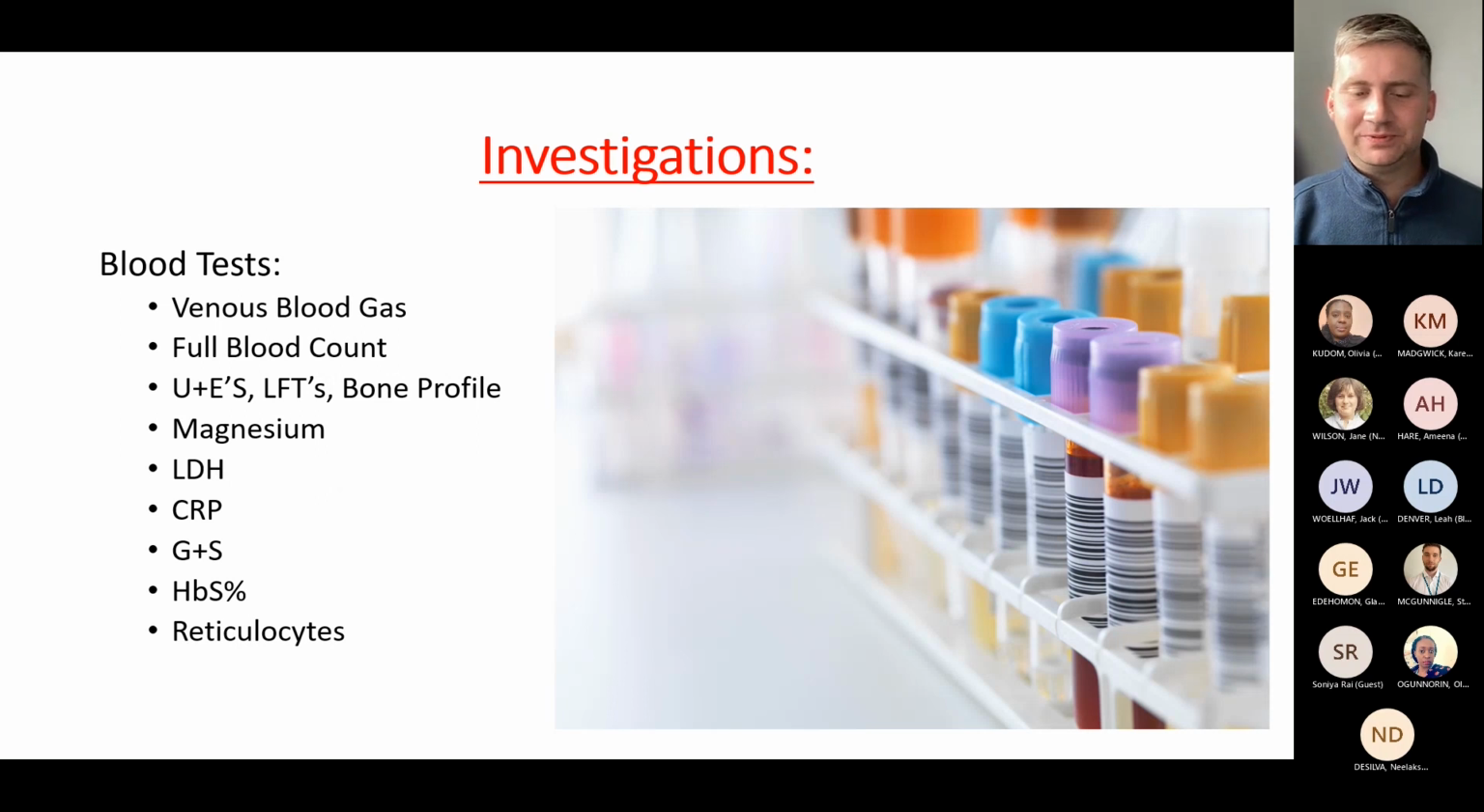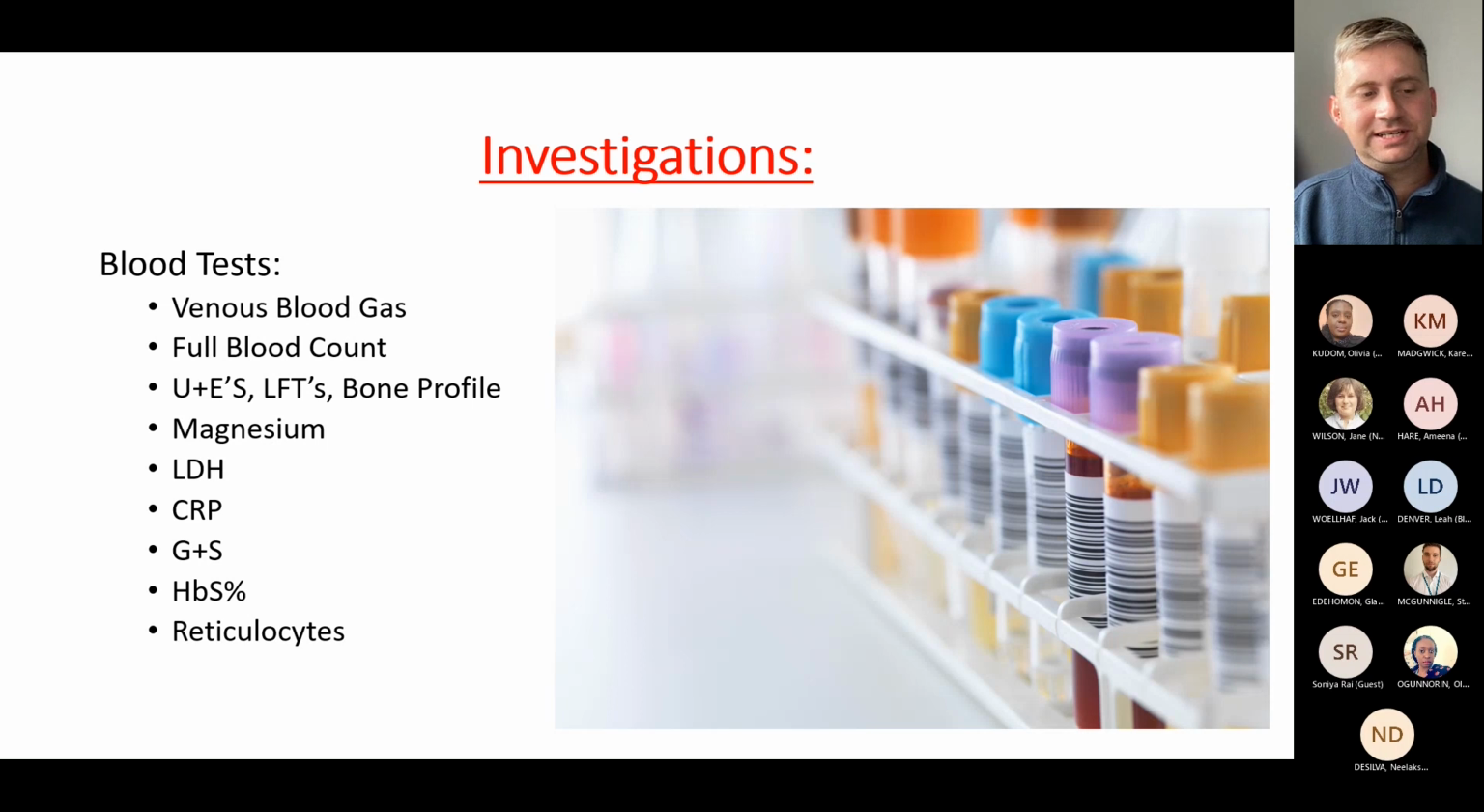So investigations, we'd like to do some blood tests if we can. Some of our patients have really difficult venous access, so it might take some time for the clinicians to be able to do these blood tests. So we'd like to do a venous blood gas, full blood count, so we can see what the hemoglobin's doing, whether they've got loads of reticulocytes or reticulocytopenic. We'd like to see what their renal, liver and bone profile's doing, magnesium, lactate dehydrogenase, so the LDH, what that's doing. As we know, that's a sign of hemolysis.